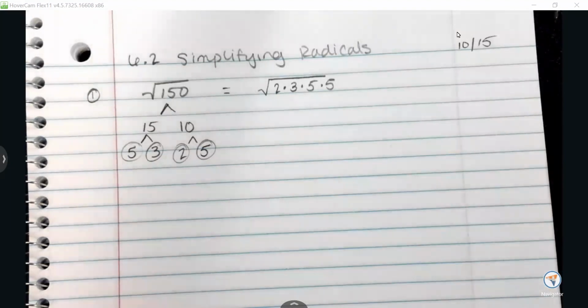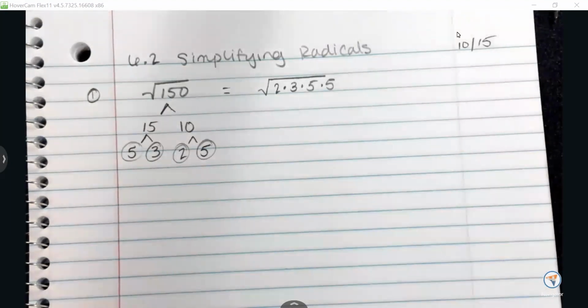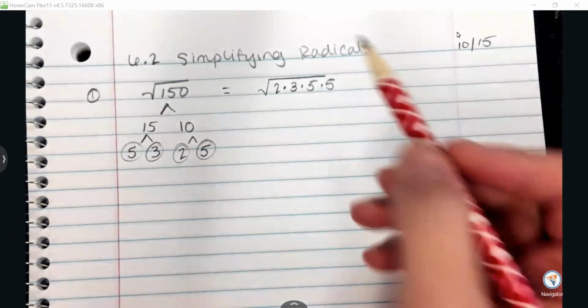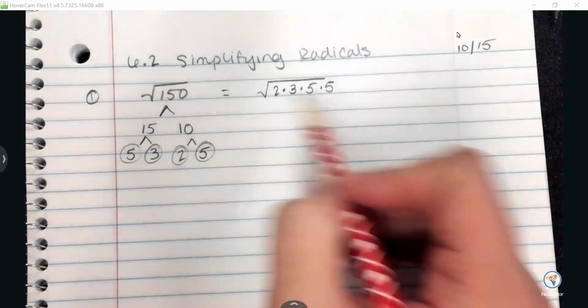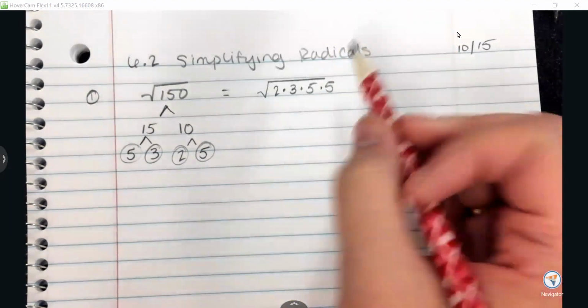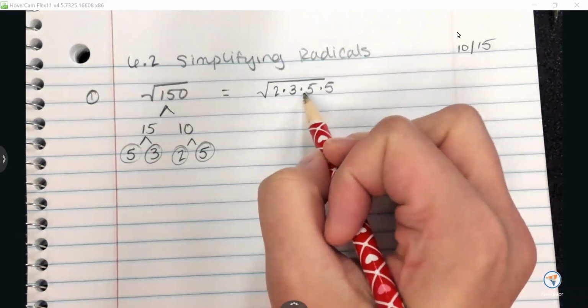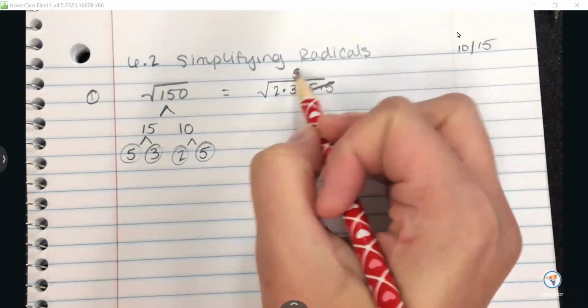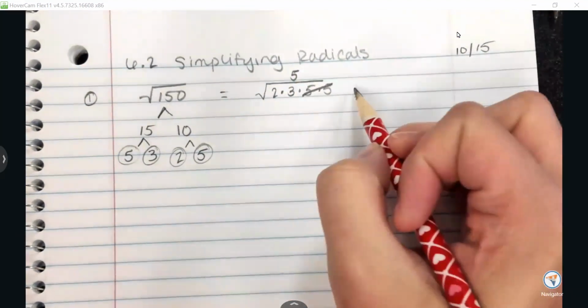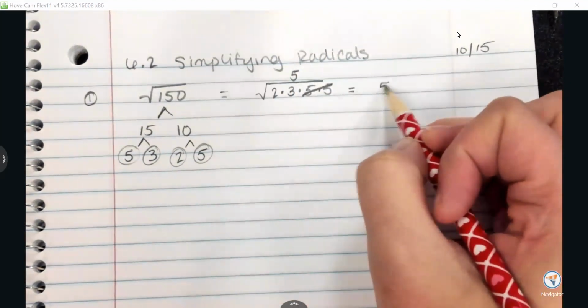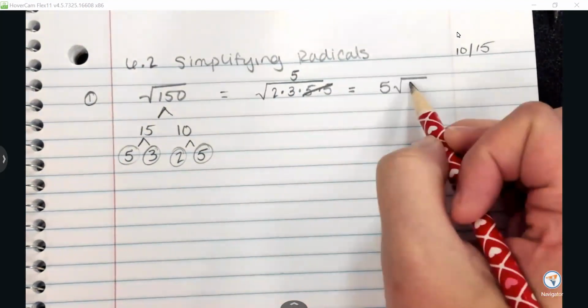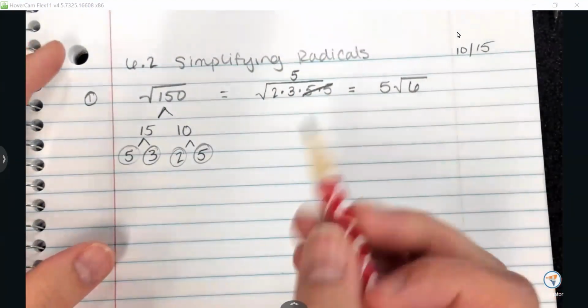And then what's the whole point of having a perfect square? It's two numbers that are exactly the same. So in order to take a number out, I have to have two numbers that are exactly the same. So my 5s can come outside. So my final answer would say 5 square root of 6. Where did 6 come from? 2 times 3. Okay.